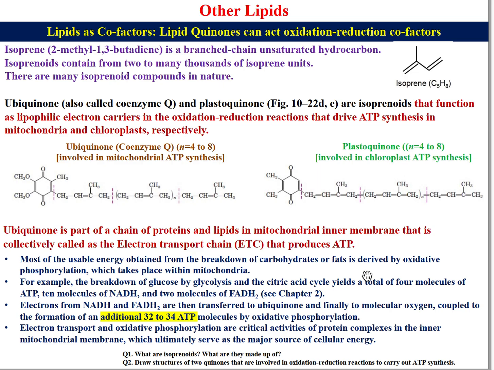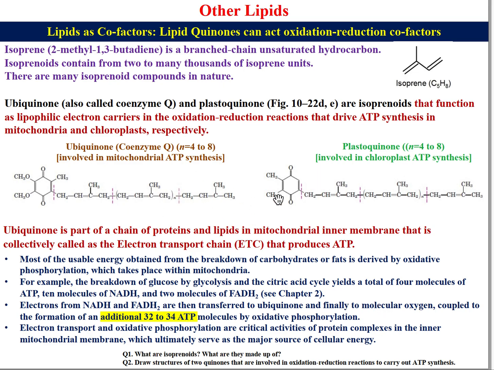For example, the breakdown of glucose by glycolysis makes pyruvate, which makes acetyl-CoA, and that enters the citric acid cycle, which yields 4 molecules of ATP, 10 molecules of NADH, and 2 molecules of FADH2. Electrons from NADH and FADH2 are then transferred to ubiquinone and finally to molecular oxygen, coupled to form an additional 32 to 34 ATP molecules by oxidative phosphorylation. We will study this electron transport chain later.